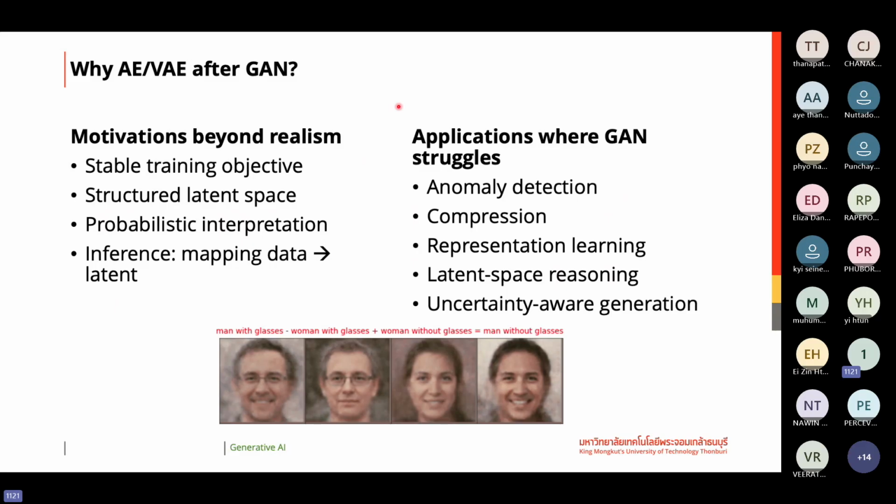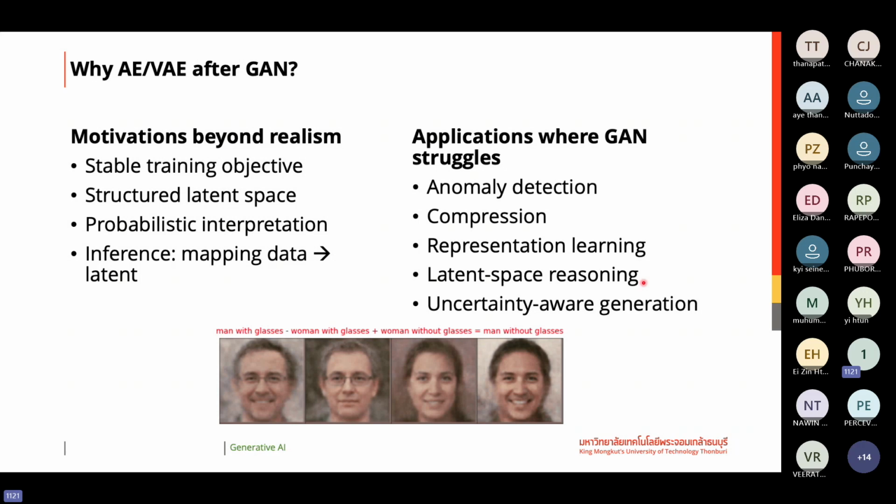And then there are also some applications where GAN fails, and then we move on from GAN. Like GAN doesn't do well with data compression, with anomaly detection, with representation learning, with latent space, with something that relates to uncertainty. Okay, so GAN is good, but it cannot do something like this.